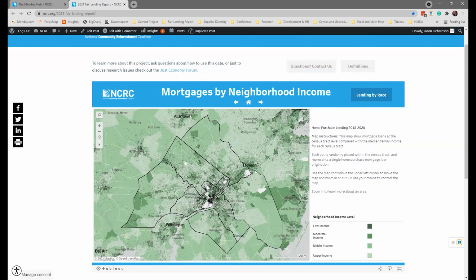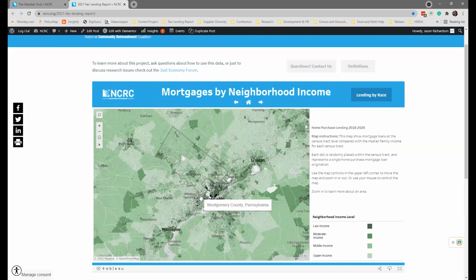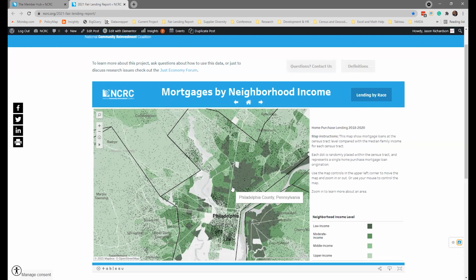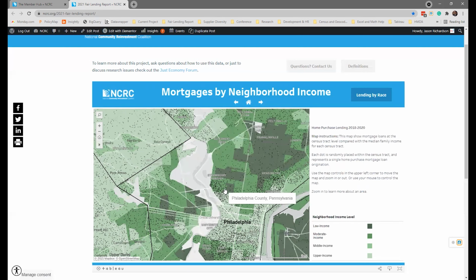Next, we get to our first map. This is home purchase lending, but from 2018 to 2020 across the entire area that you've selected. You can zoom in and see more detail. Each dot represents one loan made within the census tract, but the dots themselves are randomly placed. So you're not going to be able to find somebody's address with this. The darker green colors indicate lower income.